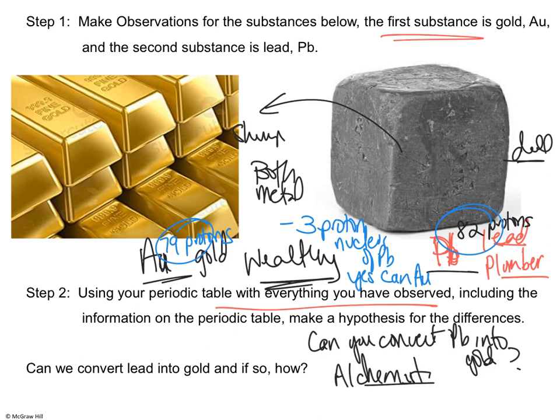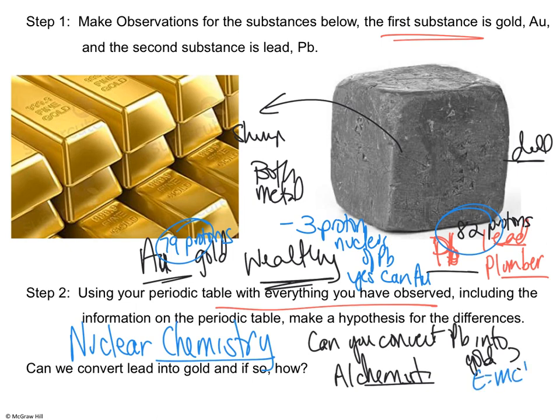Okay? This is called nuclear chemistry. We won't be talking about nuclear chemistry in here, okay? But that's what nuclear chemists do. You've probably heard of E equals MC squared, and you've probably heard of the nuclear bomb. Okay, so you know that that generates a lot of energy.